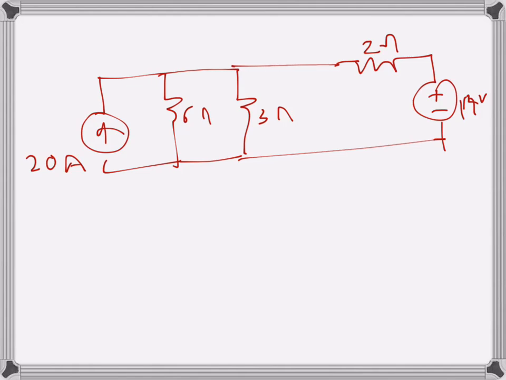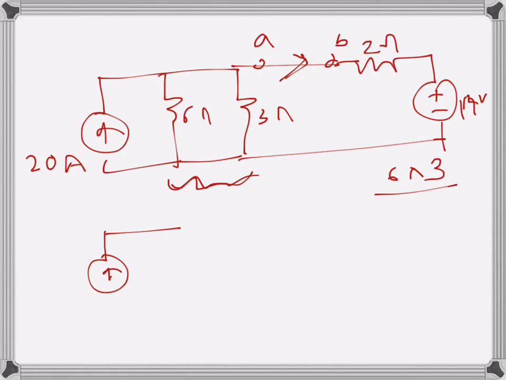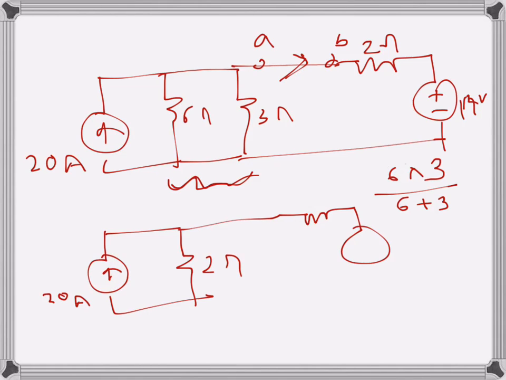So we have them. Now, this is terminal A and B, we cannot change that, and this is the current we are interested in. So 3 and 6, these two are in parallel. If I replace them with one resistance, that will be 6 times 3 over 6 plus 3, the parallel combination, which is 2. So I have 2 ohms there, and then 20 amps there, and here 2 ohms, and here 12 volts, and this is terminal A and B there.